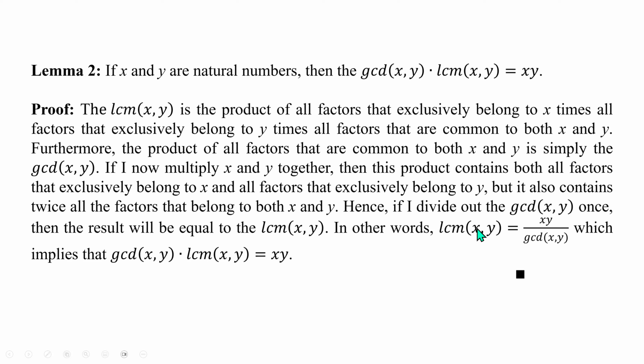In other words, the least common multiple of x and y is equal to x times y divided by the greatest common divisor of x and y, which implies, if you just multiply both sides of this equation by that greatest common divisor, you get the greatest common divisor of x and y times the least common multiple of x and y is equal to x times y.